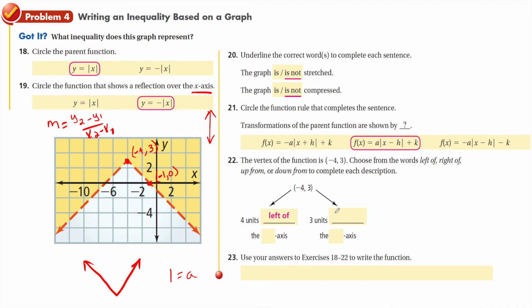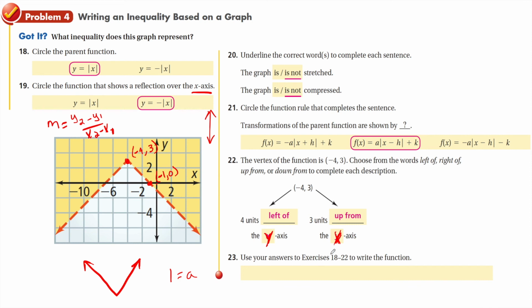We have 3 units going up from the x-axis because it's going up the y-axis. Therefore, 4 units left of the x-axis is actually what they put, but the correct answer is the y-axis because we're going left of the y-axis. And it's going to be up from, they say, the y-axis, but again, we're moving up the y-axis, therefore we're going up from the x-axis is what the actual correct answer should be. A little bit of a typo. So again, it's going to be 4 units left of the y-axis and 3 units up from the x-axis.